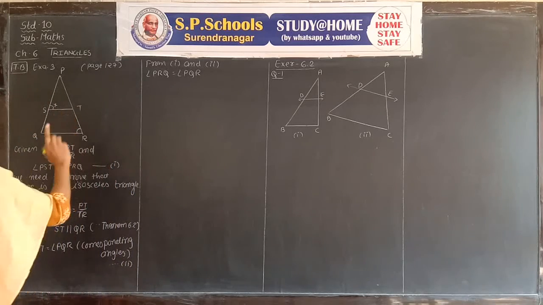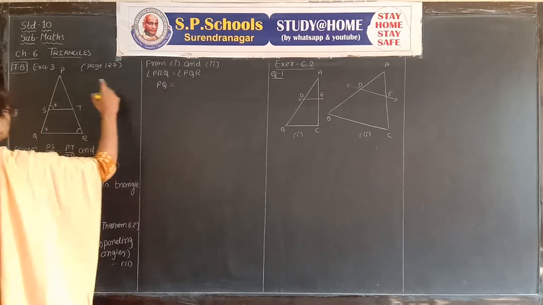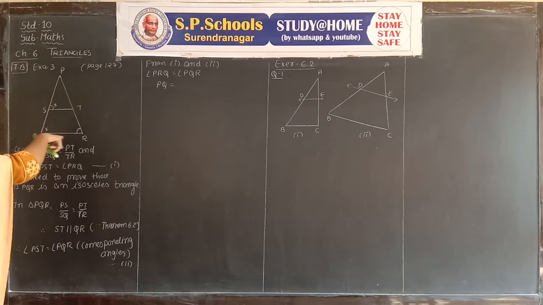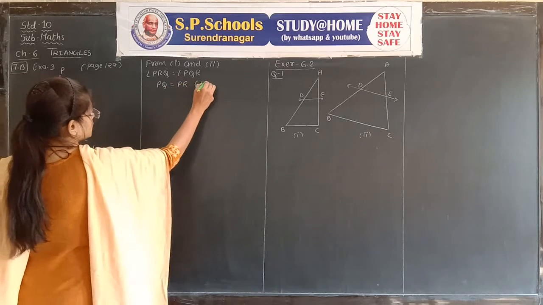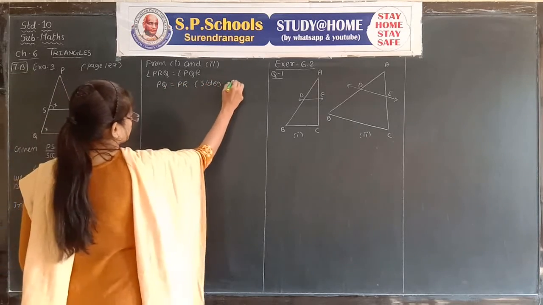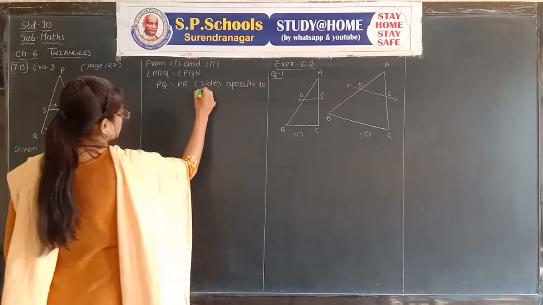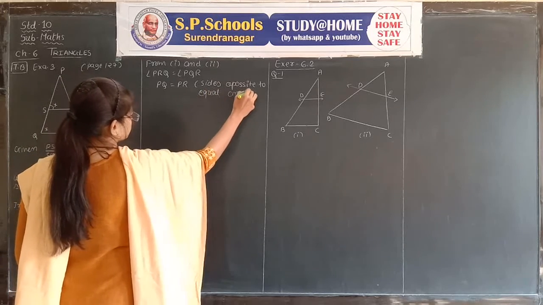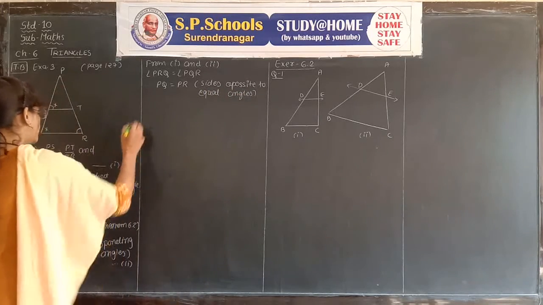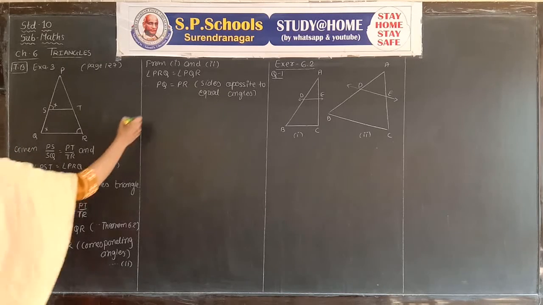Therefore, the side opposite to angle PRQ, which is PQ, is equal to the side opposite to angle PQR, which is PR. Sides opposite to equal angles are equal. Two sides in triangle PQR are equal.